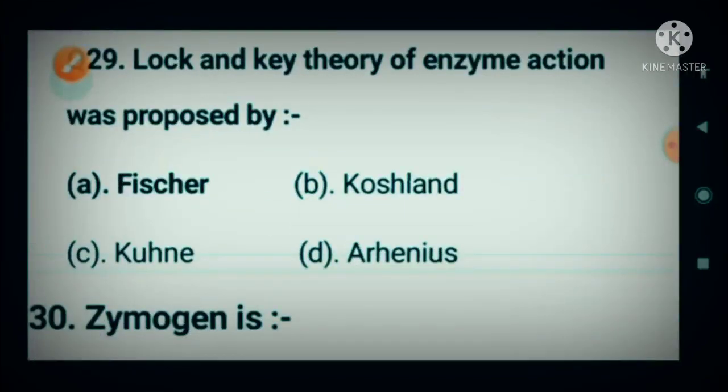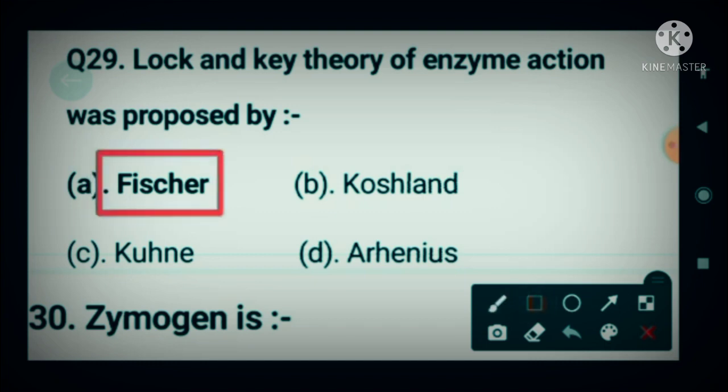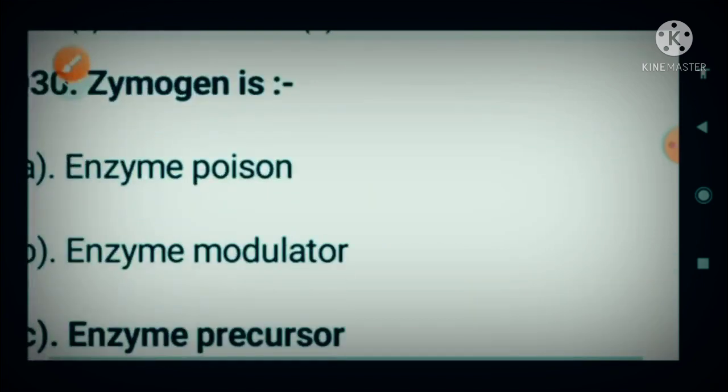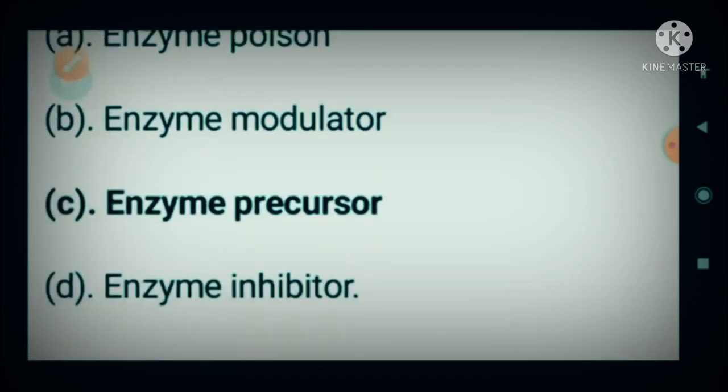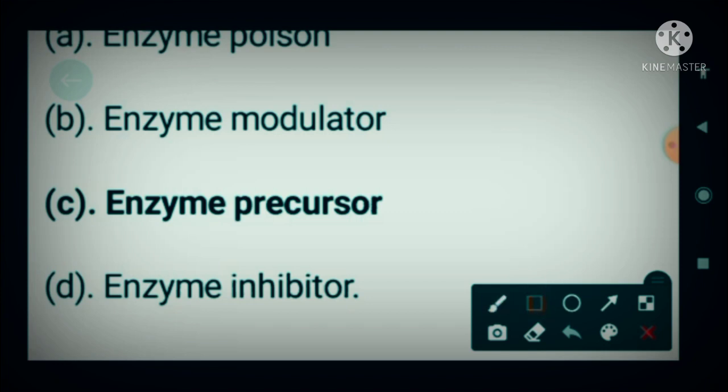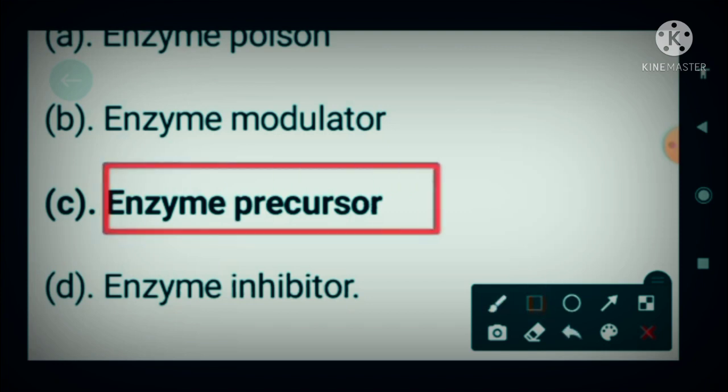Next question is: the lock and key theory of enzyme action was proposed by, the right option is Emil Fischer, option A. Next question is: zymogen is enzyme poison, enzyme modulator, enzyme precursor, enzyme inhibitor. The right option is option C, that is enzyme precursor.